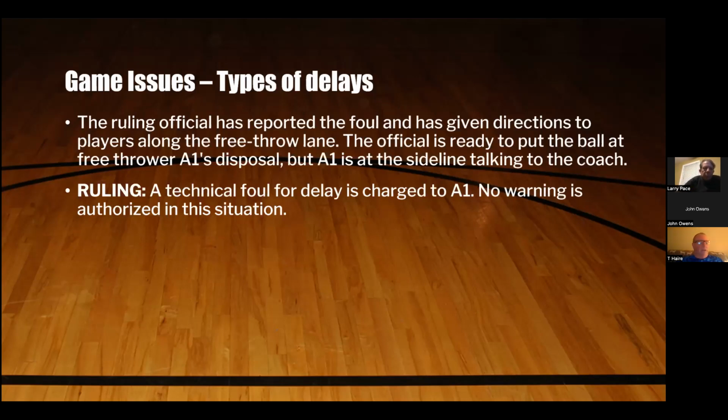Your warning situation would come in when you're ready to administer the free throw, and maybe they're huddled at the free throw line talking about what defense they're going to run after the free throw. That's a warning. This is not a warning. This is an immediate technical foul. But do your best to try to stay out of this situation to begin with.